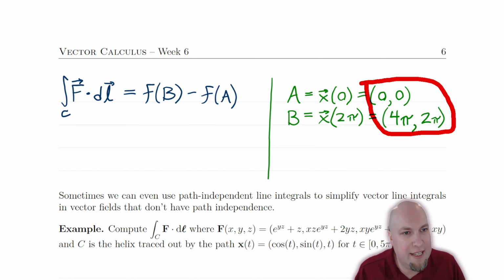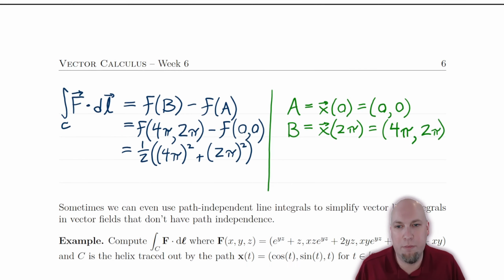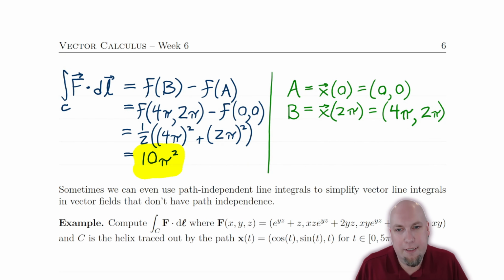And now I can just take these and plug them in over here, and I'm going to get my answer. Okay, so it's the potential function at the endpoint minus the potential function at the initial point. And if I just scroll back up, what's my potential function? Yeah, it's right up here. Just plug those in, right? I'm plugging 4 pi in for x, 2 pi in for y, and then subtracting off when I plug 0 in for x, 0 in for y, and I just end up with 10 pi squared altogether.